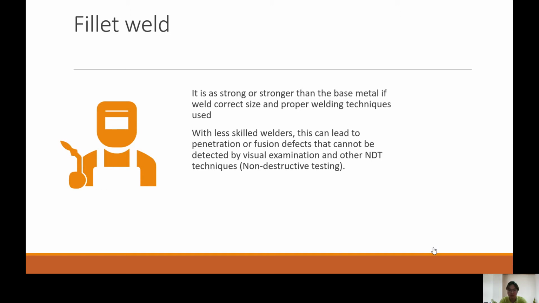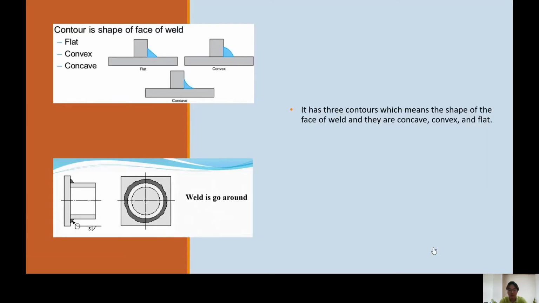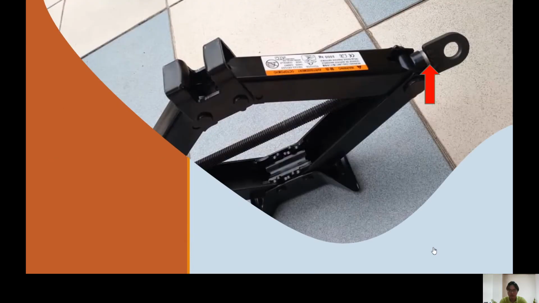With less skilled welders, this can lead to penetration or fusion defects that cannot be detected by visual examination and other non-destructive testing. It has three contours, which are concave, convex, and flat. The second figure shows the weld symbol, and the weld goes all around. This figure shows the weld part in the real product.